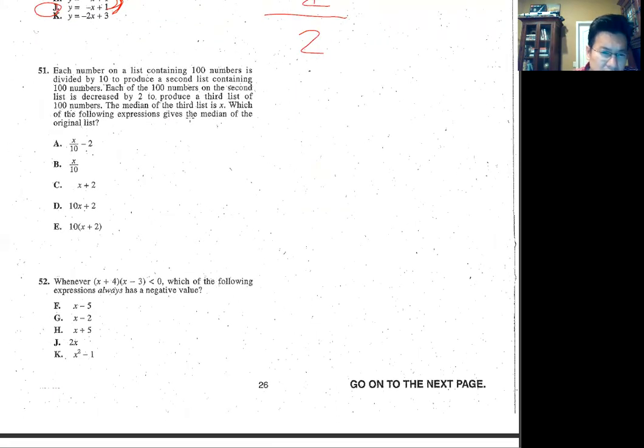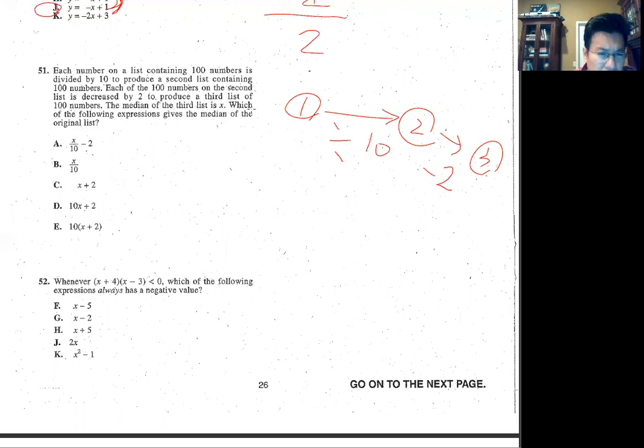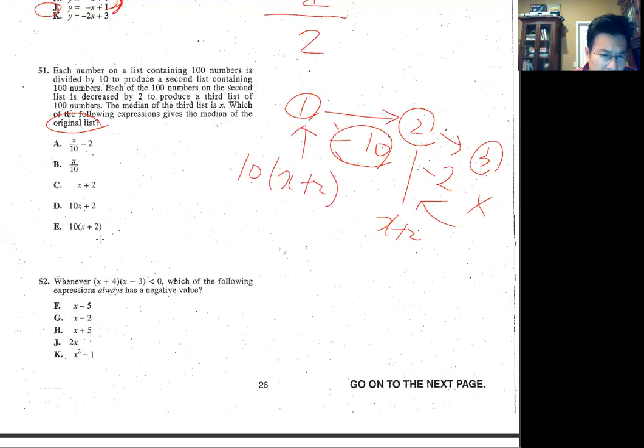Each number on a list containing 100 numbers is divided by 10 to produce a second list containing 100 numbers. Each of the 100 numbers on the second list is decreased by 2 to produce a third list. The median of the third list is x. Which of the following expressions gives the median of the original list? Going back, you have to add 2, so x plus 2 is the median of the second list. Multiplied by 10, 10x plus 20 is the original. So it's E.